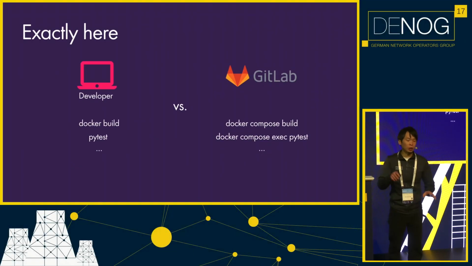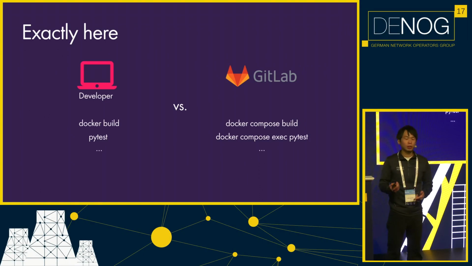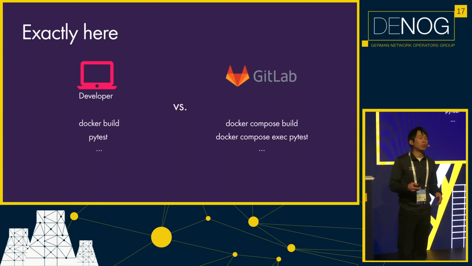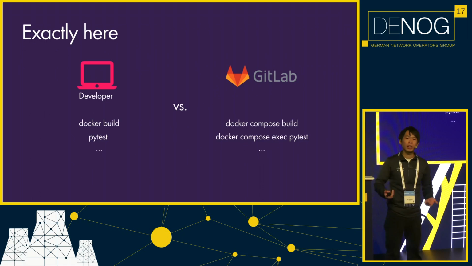So what we found out over time is that you have developers on their local machines doing a bunch of stuff, so maybe they do Docker build, but on GitLab you do something different, like Docker compose build. Or they run PyTest using the local environment, but on GitLab we do something different. We go into the containers, Docker compose exec, and then run the PyTest. So this is not great.